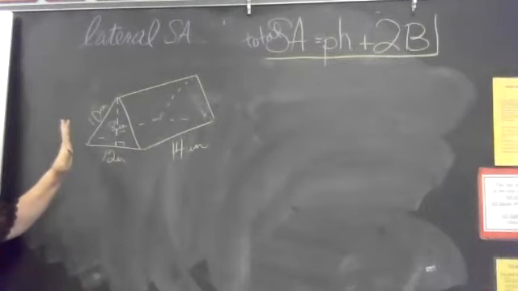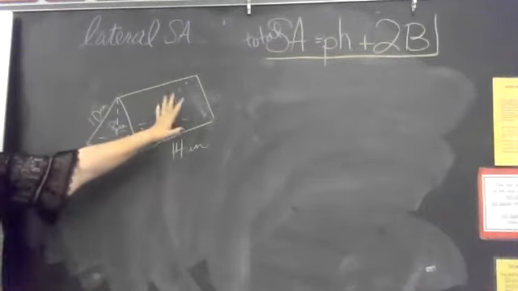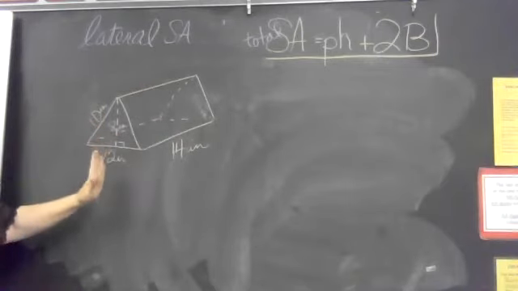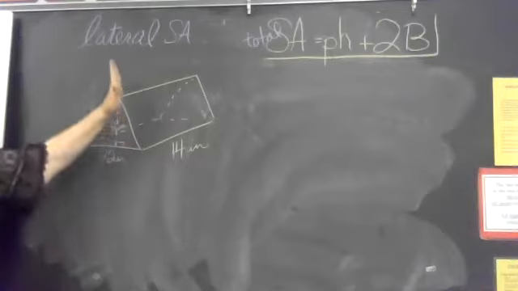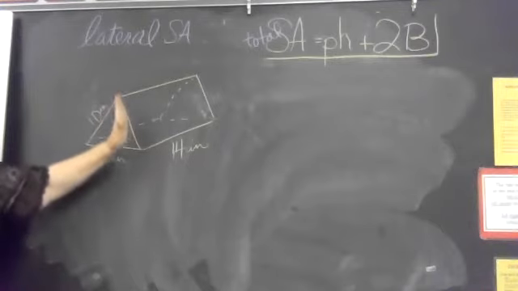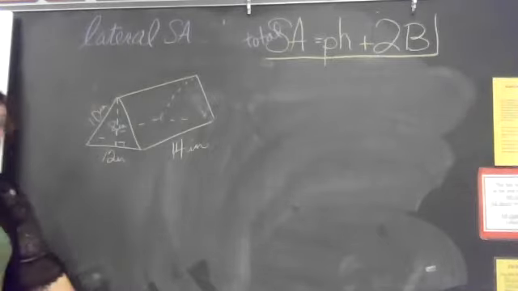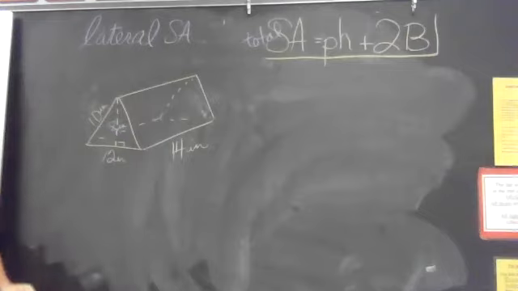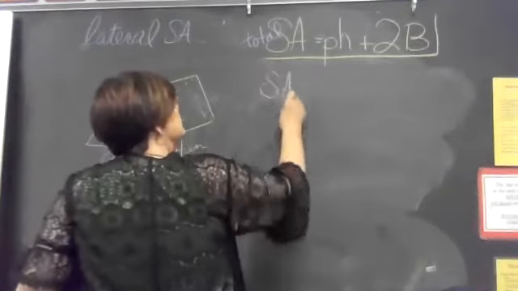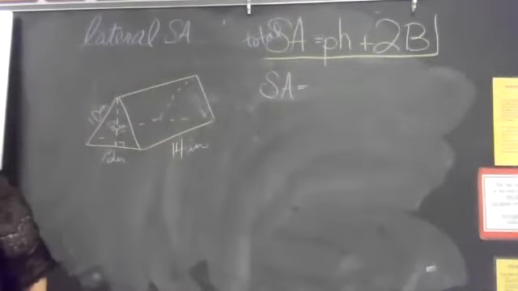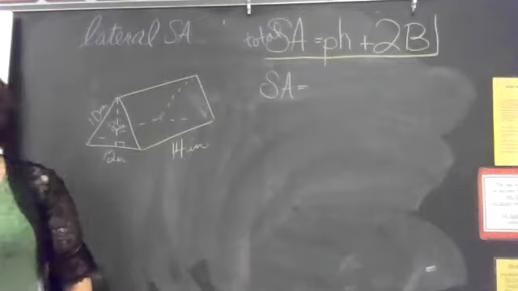So again, this is a right prism, because if you stood this on the end, this 14 inches would go straight up from the base. It would be perpendicular to the base. That's what makes this a right prism. Okay, and so we're going to use this formula over here, the same thing we used for the right rectangular prism. So surface area equals, and the P stands for the perimeter of the base.